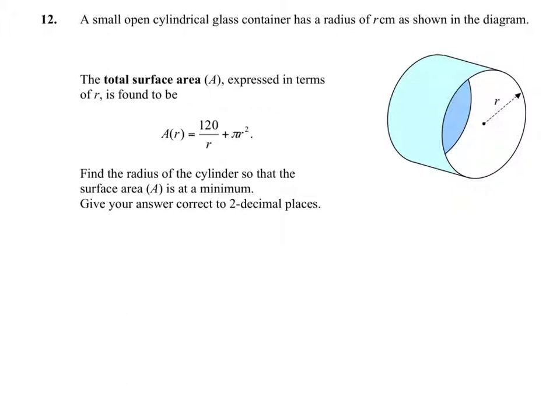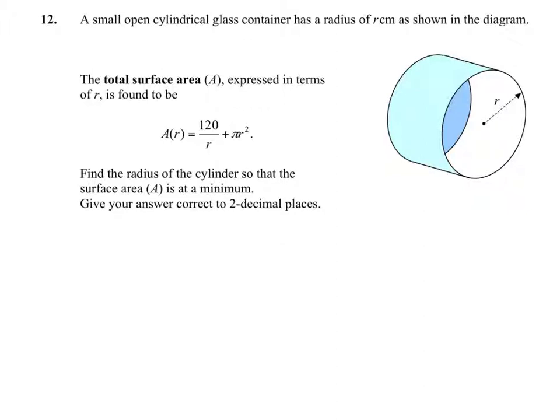Question number 12. A small open cylindrical glass container has a radius of r centimetres as shown in the diagram. That's the radius there. The total surface area A, expressed in terms of r, is found to be A of r equals 120 divided by r plus pi r squared. Find the radius of the cylinder so that the surface area is at a minimum. Give your answer correct to 2 decimal places.